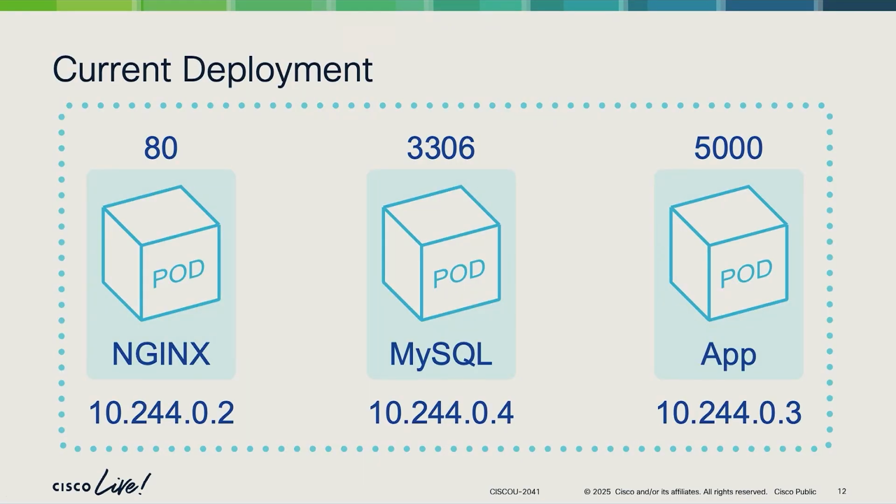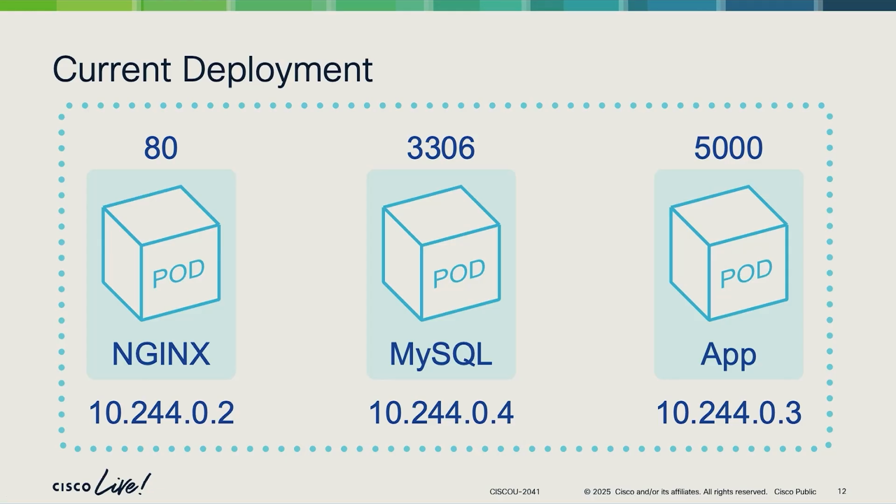So right now, our current deployment looks something like this. We have a single instance of our Nginx server exposed on port 80. We have a single instance of our MySQL database on port 3306, and a single instance of your backend application. They are all part of a single cluster. So that means they are all part of the same network. That means you can access any pod from any of the pods.